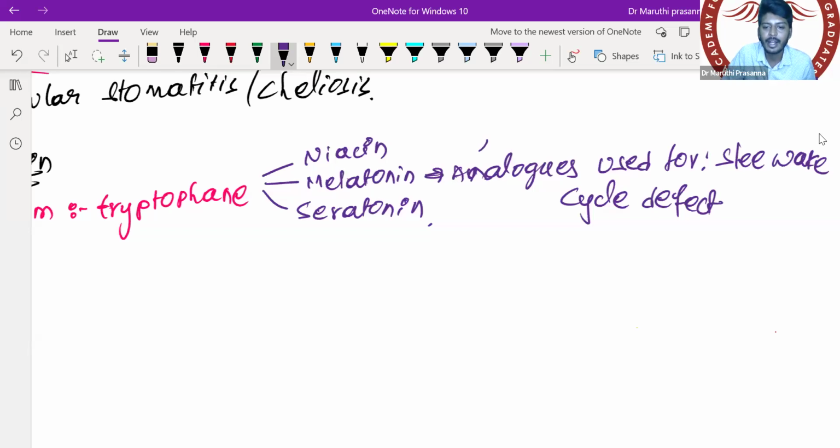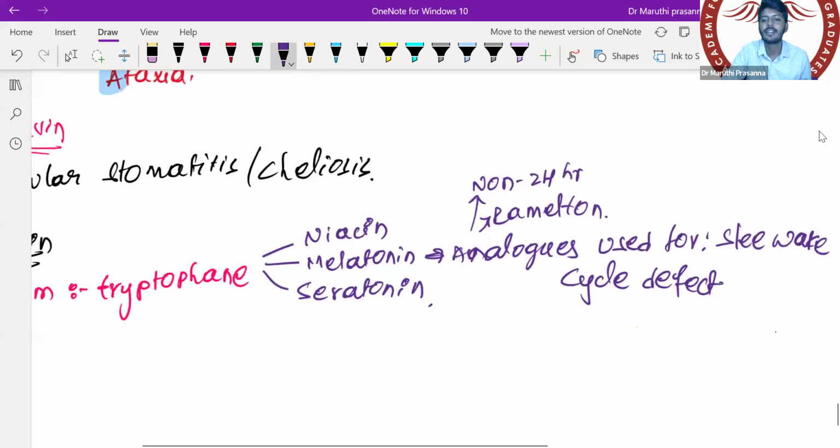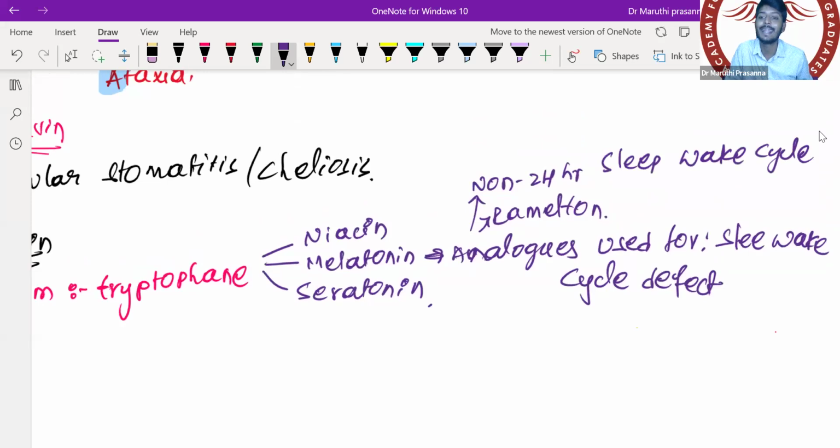Melatonin analog. We have a drug called Ramelteon. What is the name of the drug? Ramelteon. It has been asked before, sir, don't get confused. Now suppose we consider non-24-hour sleep-wake cycle. What do I mean by non-24-hour sleep-wake cycle disturbance? Non-24-hour sleep-wake cycle means people with blindness.